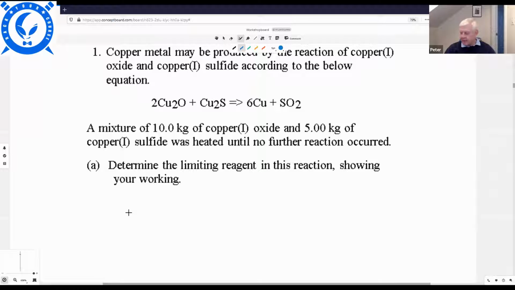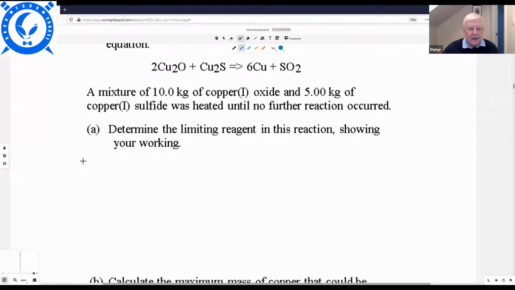So the first thing you then have to do is to convert the given data into moles. So if I want the number of moles of copper oxide, I will just move this up a little bit so I have a bit more room to write. There we are. The number of moles of copper oxide will be down here.